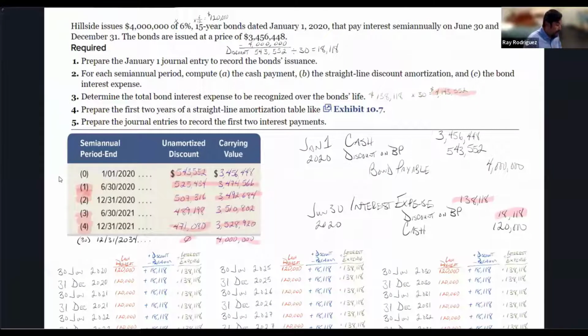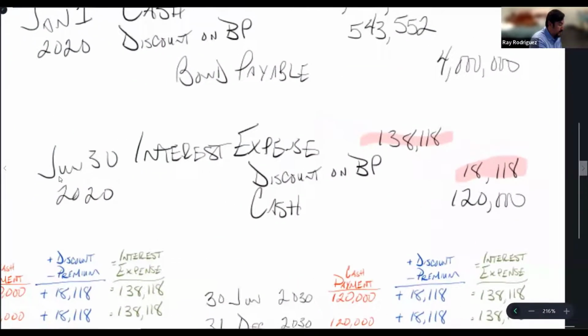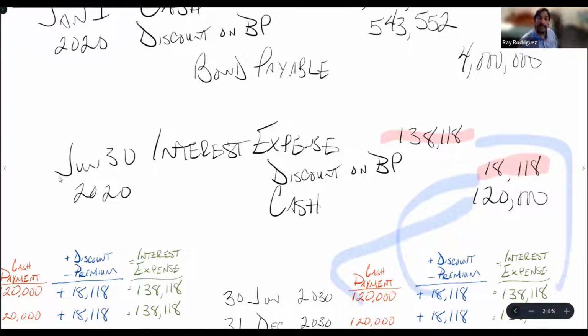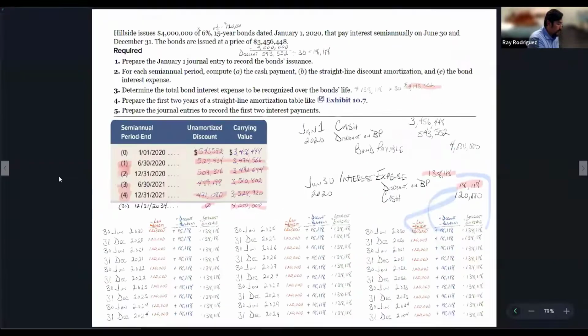And then finally, prepare the journal entry. And that's what this is. And I took this right from all the work that I did down here. There's my cash payment. There's my discount adjustment. And here is my interest expense. It's the second version of the problem, the discount.